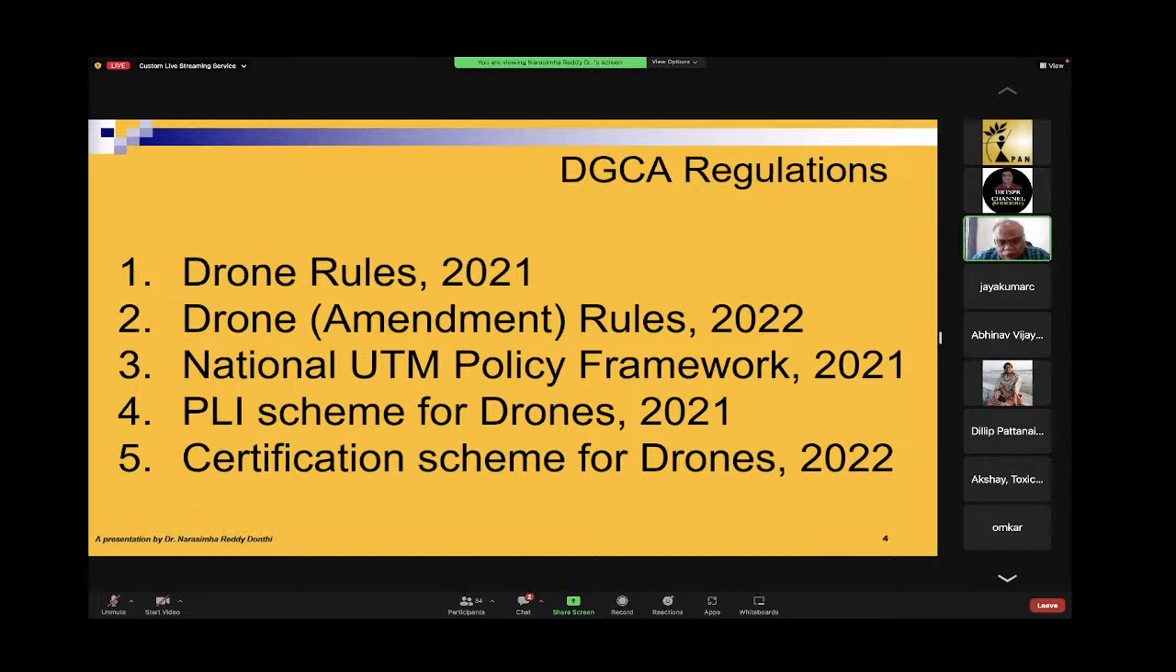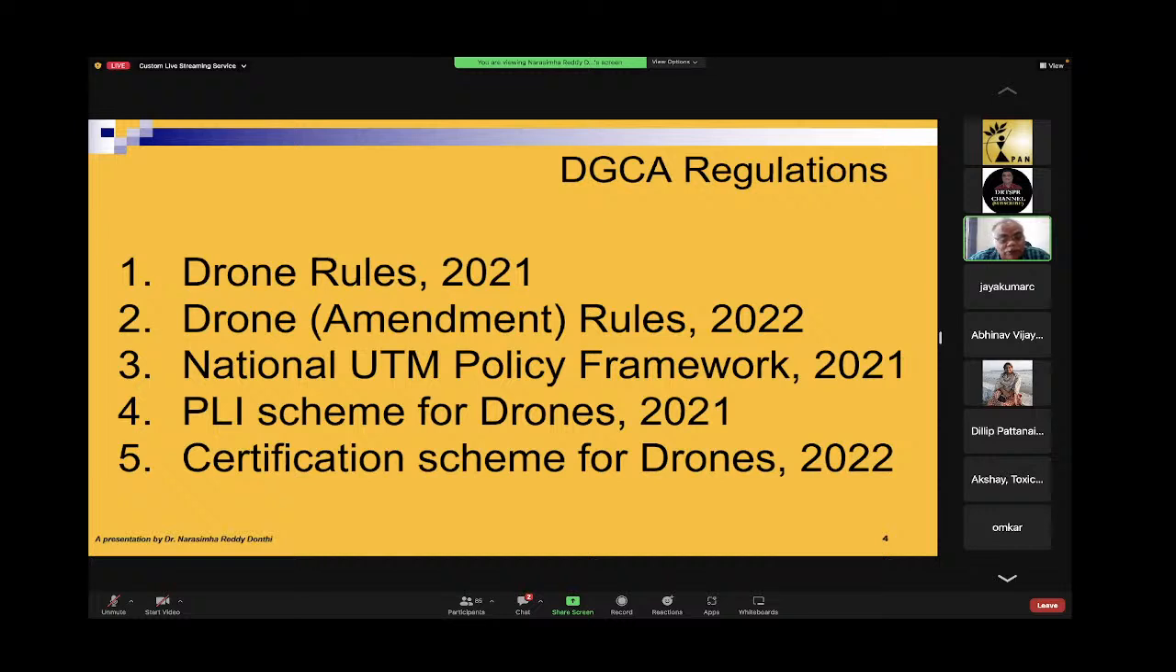And if you can see these 4 or 5 legislations, this is what Ministry of Civil Aviation says proudly, that they brought Drone Rules 2021 and they amended it again this year, and they brought a National Unmanned Traffic Management Policy Framework. This is about whenever there is number of drones, so traffic management, UTM is a traffic management policy framework.